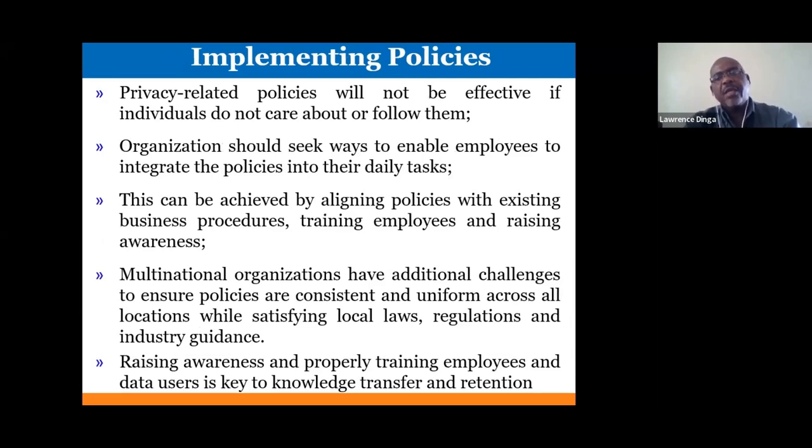So what does implementing policies entail? Now, privacy-related policy will not be effective if individuals do not care about or follow them. I've just talked about that. Now, organizations should seek ways to enable employees to integrate the policies into their daily tasks, which means that these policies should be part and parcel of employees' daily tasks, so that they'll be able to observe those policies. So you must make sure that you have the tools or the processes in place to make sure that these employees will be able to integrate these policies in their daily tasks. Now, this can be achieved by aligning policy with existing business procedures, training of employees, and raising awareness.